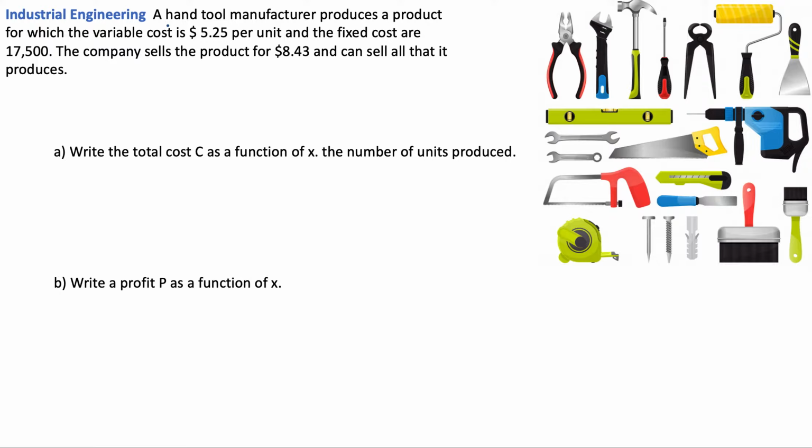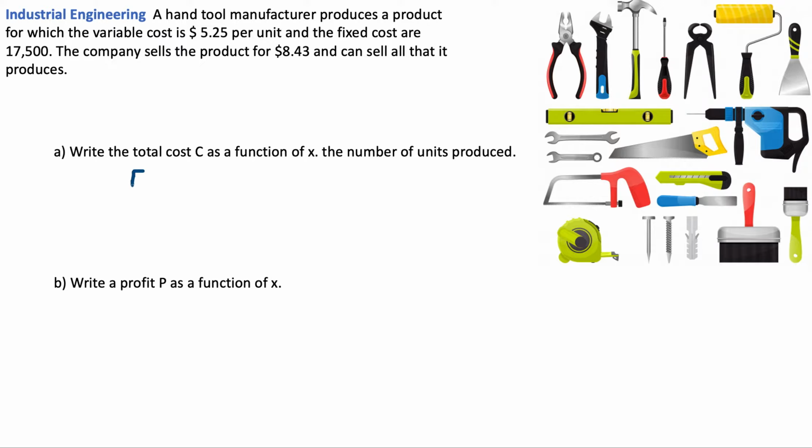Industrial engineering. A hand tool manufacturer produces a product for which the variable cost is $5.25 per unit and the fixed costs are $17,500. The company sells the product for $8.43 and can sell all that it produces. A. Write the total cost C as a function of X, the number of units produced.